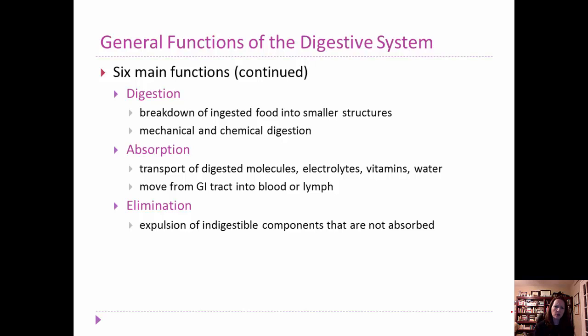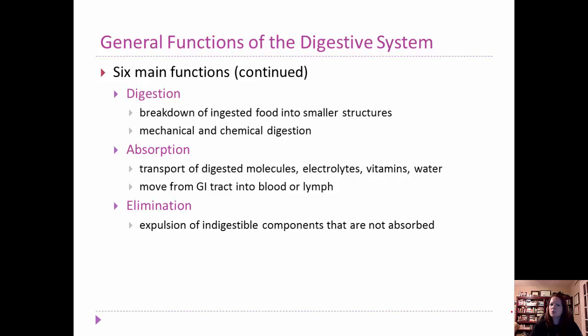Absorption is where we transport, either through active or passive transport, those digested molecules across the membrane, across the wall of the digestive tract, and into the bloodstream. But we'll also talk about how some nutrients actually go through the lymph first. We introduced this in the lymphatic system with those lacteals, but we'll introduce it again at the very end.